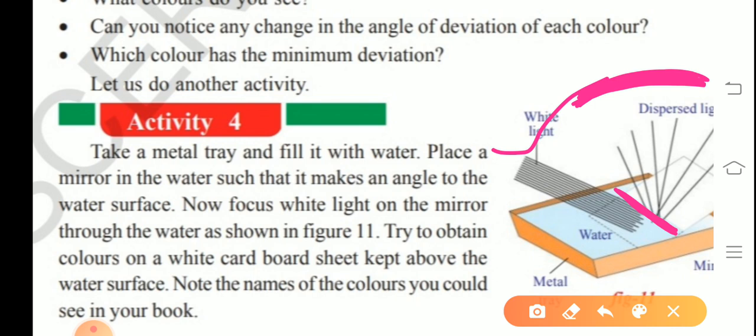In the next class we'll discuss the dispersion of light in brief, and also the reasons for the appearance of a rainbow, and also scattering of light. Okay, thank you.